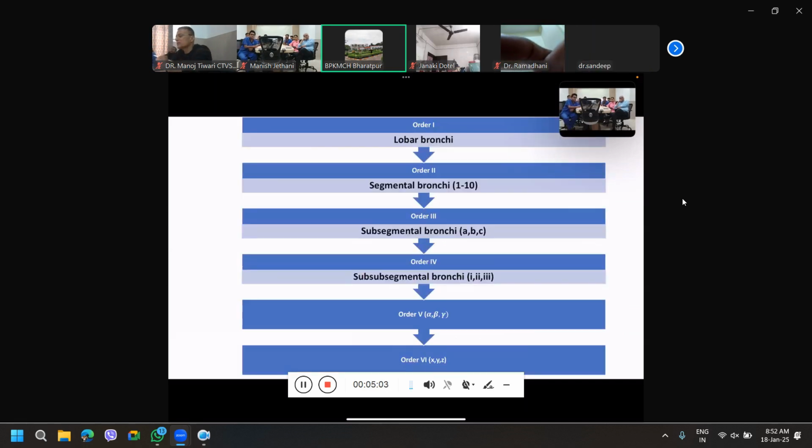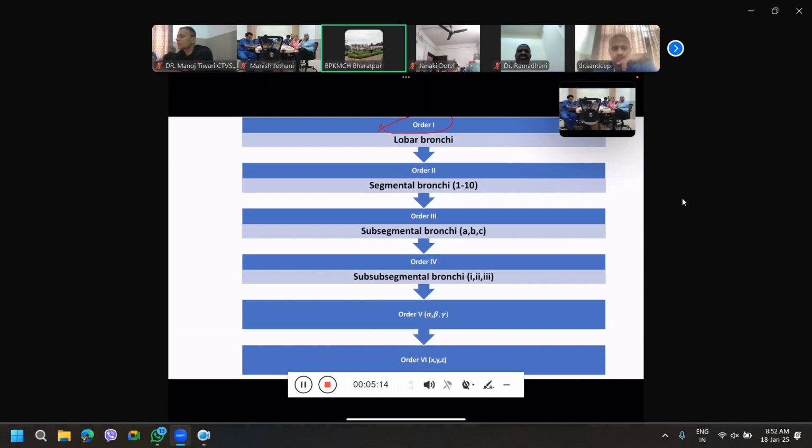So coming to the point, in the book of Yamashita, they start the division from order one. We can see here order one, meaning we are considering the lower bronchi. Then comes order two, where we can see the segmental bronchi, which we classify from level 1 to 10.